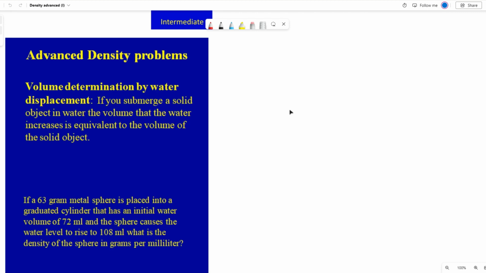This video is labeled as an intermediate level video because it assumes that you already have some basic understanding of the concepts of density, you understand its formula, you know how to manipulate its formula to solve for mass and to solve for volume. If you need to review those concepts, I will put a link in the upper right hand corner. So let's get into this video here.